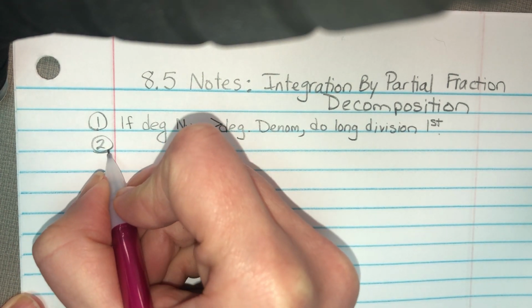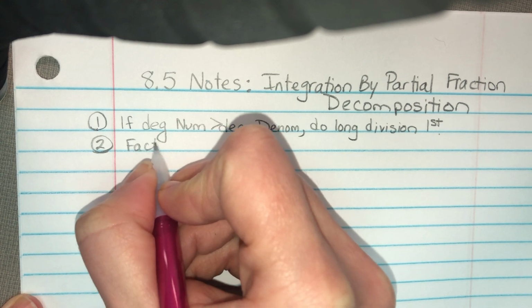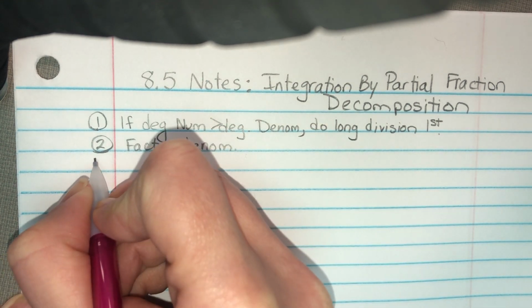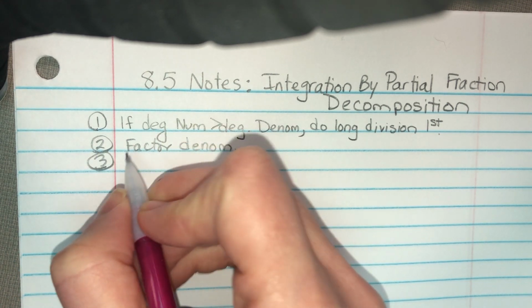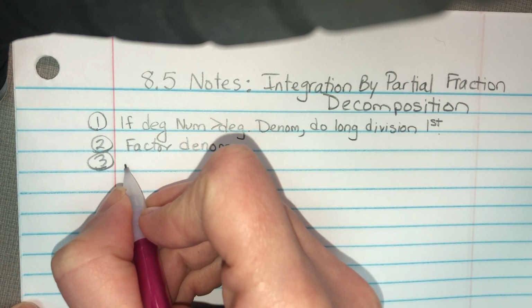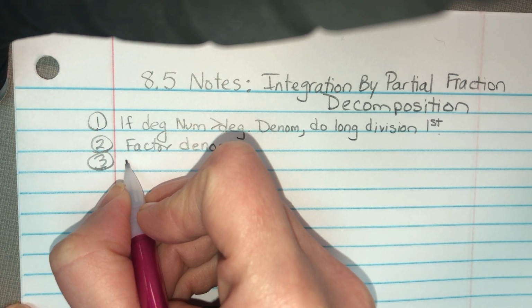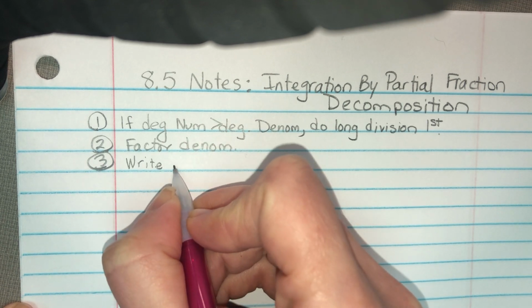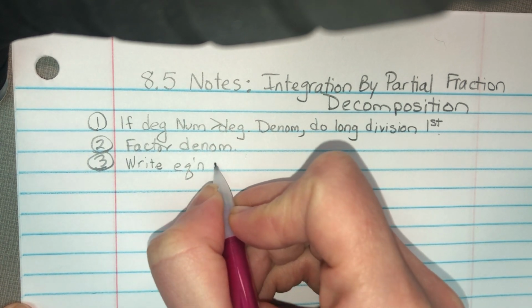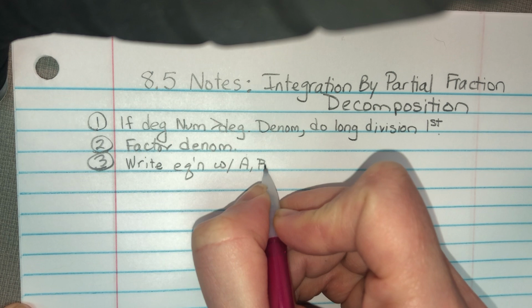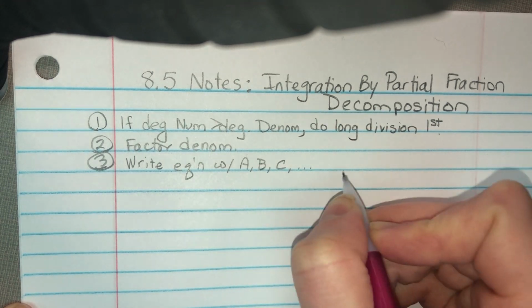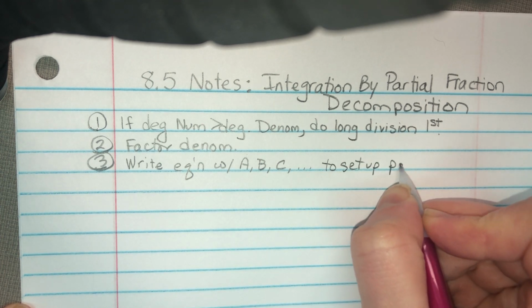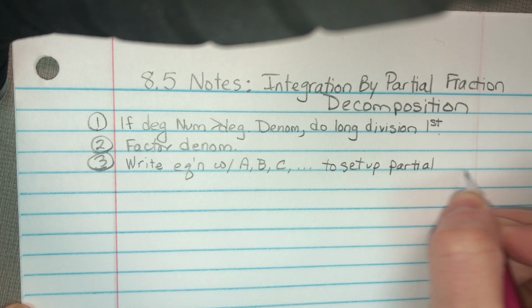Number 2, factor the denominator. Number 3, and this is not going to make sense till we start doing it, but I will explain it in the problem and you'll get it. We're going to write our equation with A, B, C, to set up partial fractions.